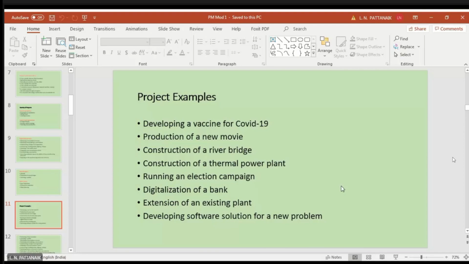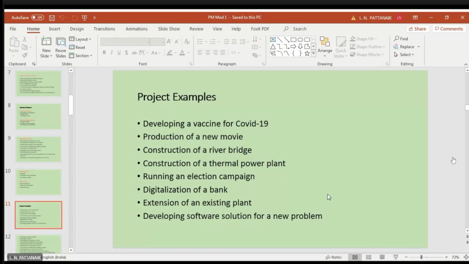Extension of an existing plant. As I said, it is not always that you will find that the project is very new. Maybe in the existing plant, another project is going on because you need to expand it. Suppose you are diversifying to some other field and you want to expand your production or plant to a different product line, or you are simply expanding your capacity, volume. So you need extension of a plant, you need more assembly lines or production lines. So that itself is a project.